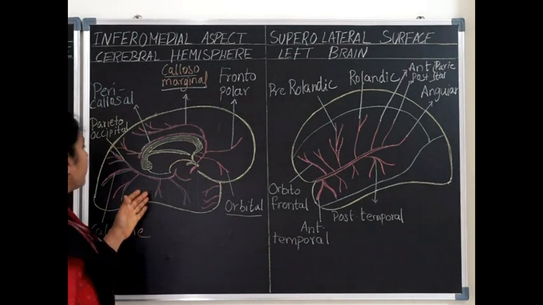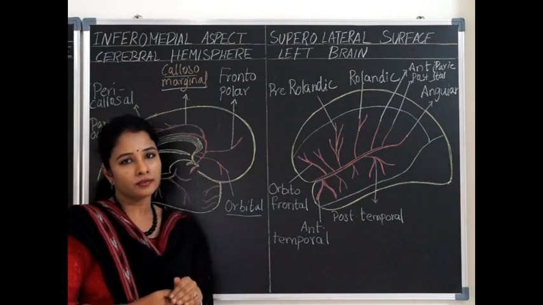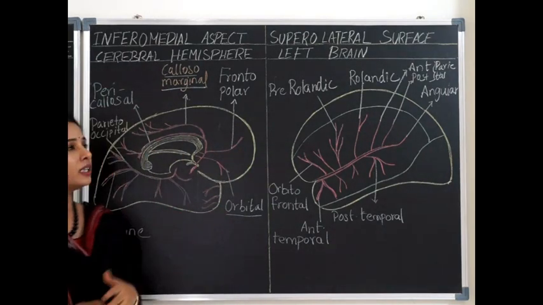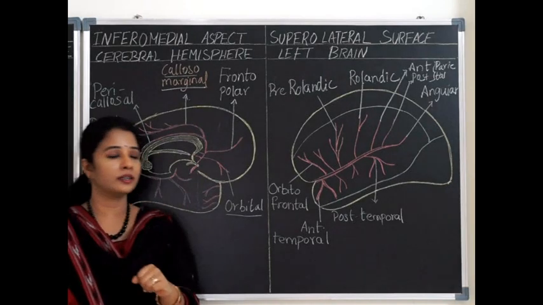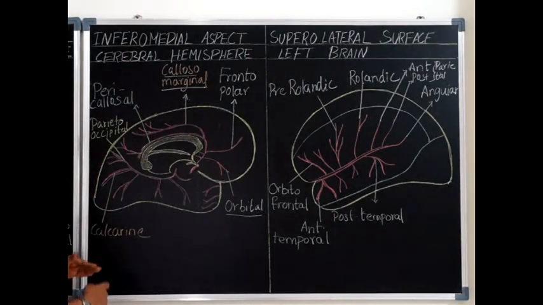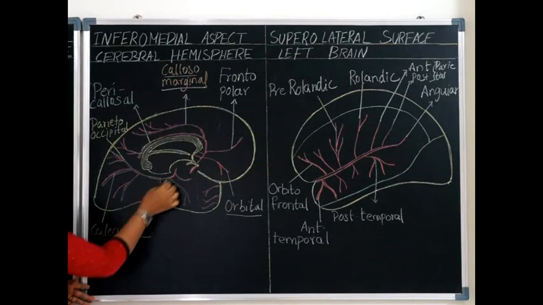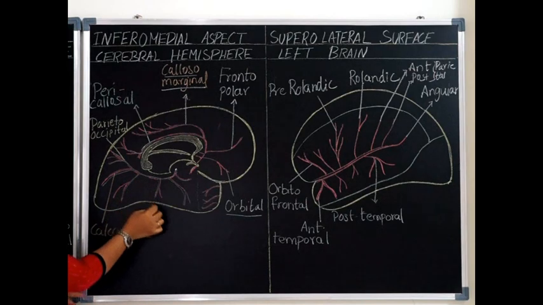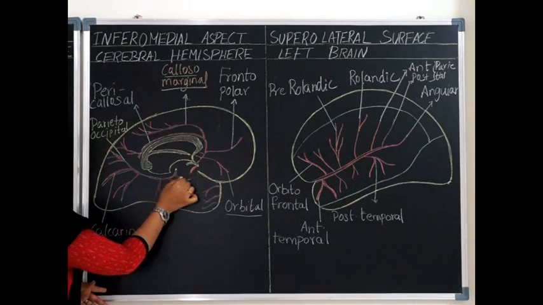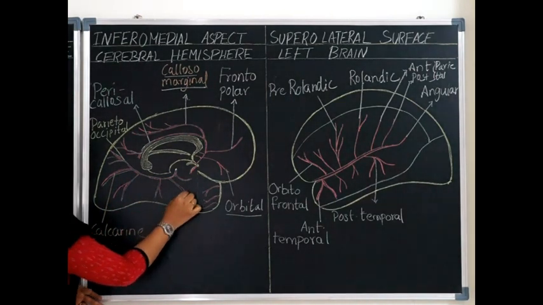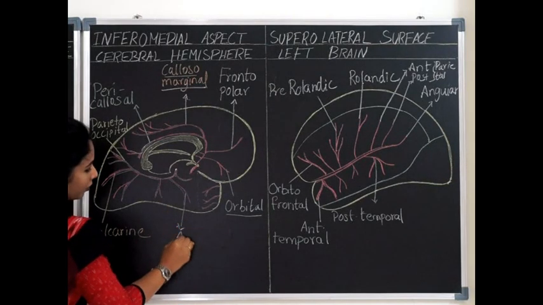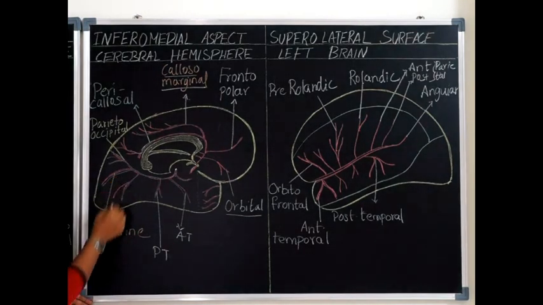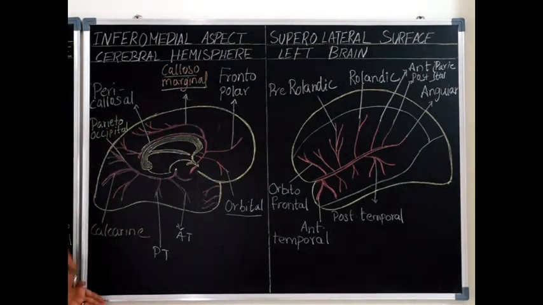And let's see the other branches supplying the medial surface of brain. The major part, two-thirds of the medial surface of the brain, is supplied by the anterior cerebral artery. It is partly supplied by the branches from the posterior cerebral. Here is the posterior cerebral artery. The posterior cerebral artery gives rise to temporal branches, which are called anterior temporal branches and posterior temporal branches, and the calcarine artery and parieto-occipital arteries.